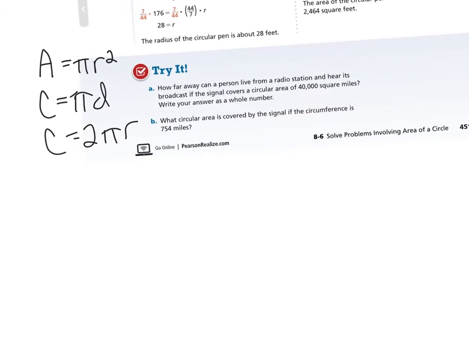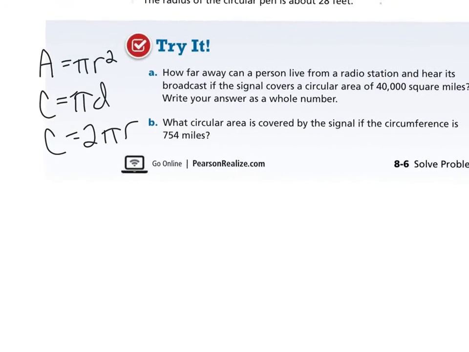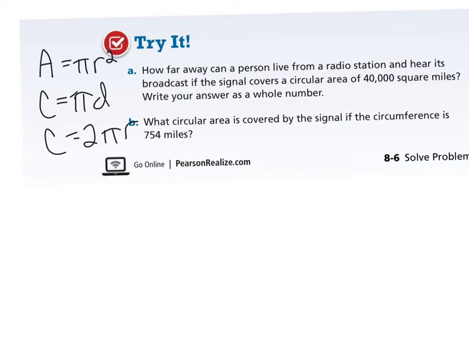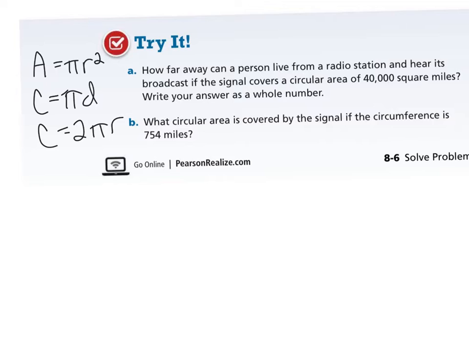So if we look at the try it, part A, how far away can a person live from a radio station and still hear the broadcast if the signal covers a circular area of 40,000 square miles? Write your answer as a whole number.